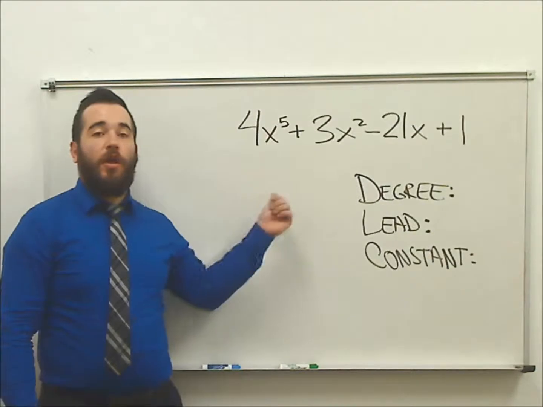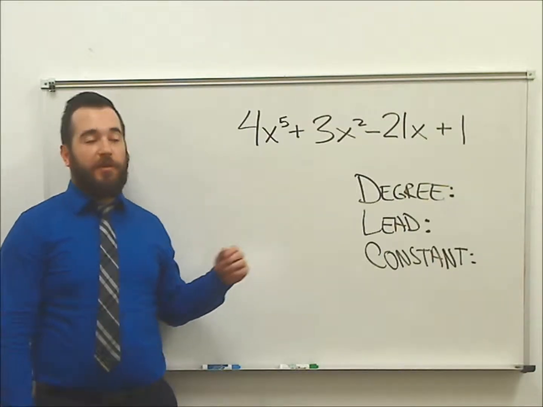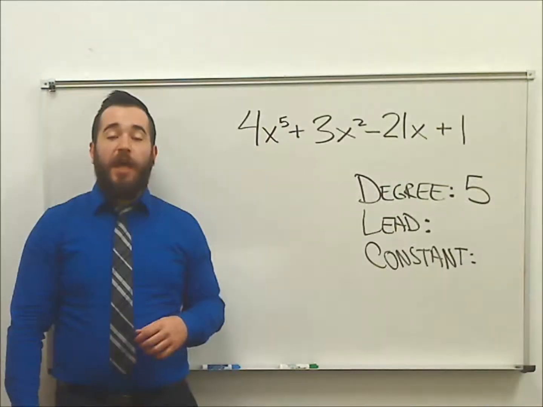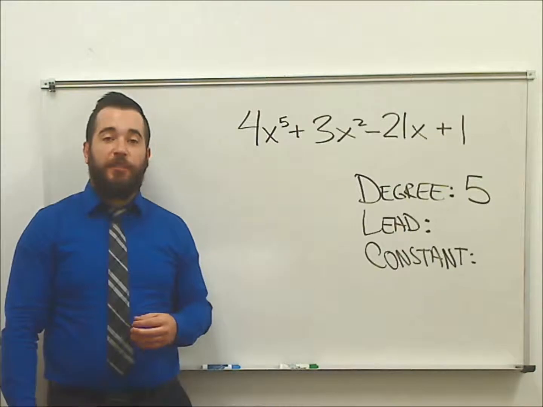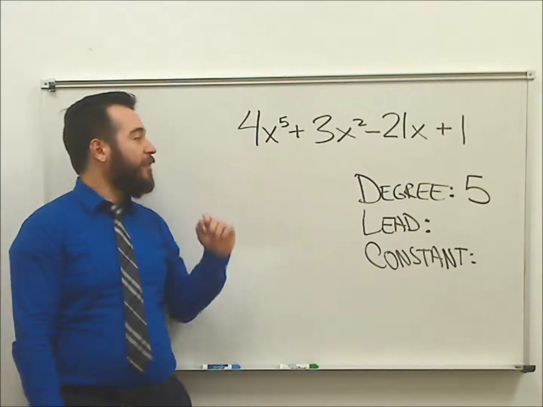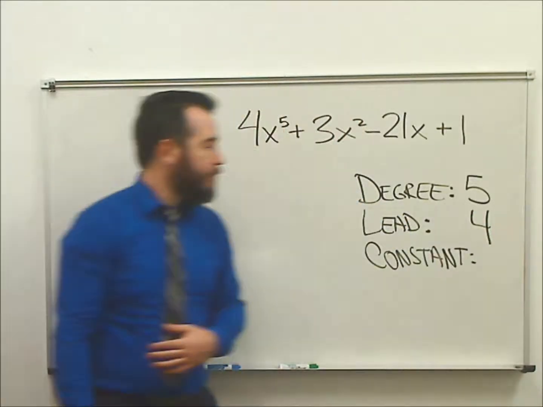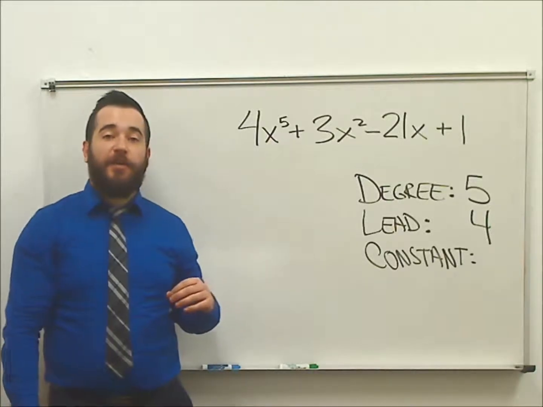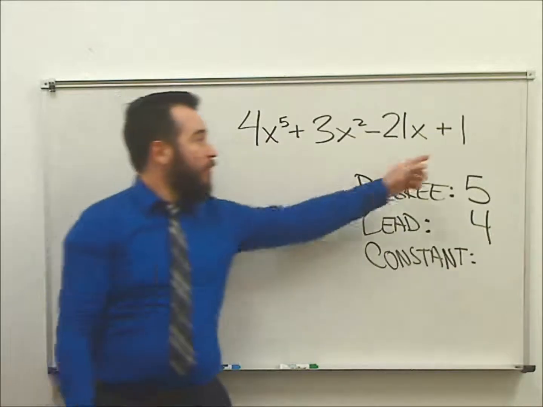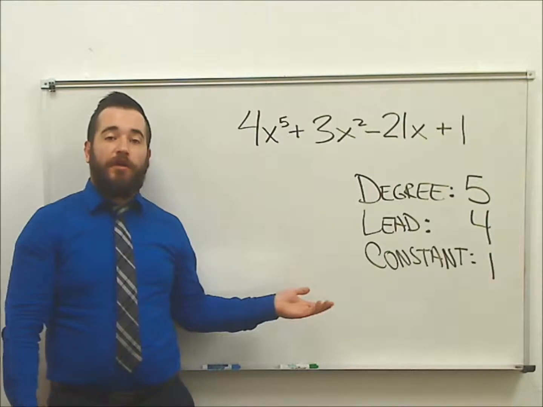Let's do another one. All right, first, degree. The degree is the highest power of x that appears. In this case, that would be x to the 5th. So our degree is 5. Now, the lead term is the coefficient that appears with the highest power of x. In this case, it would be positive 4. Lastly, our constant term, just the number that appears in this, is 1. We've got a lone 1 over here. It doesn't have any variable attached to it. All right, not so bad.